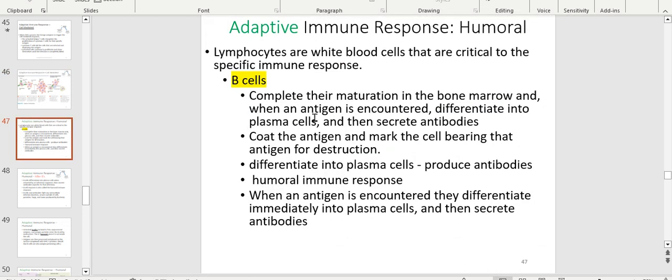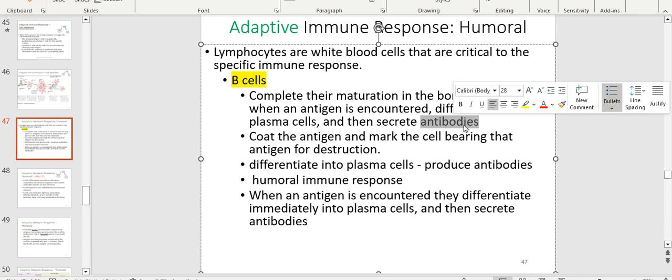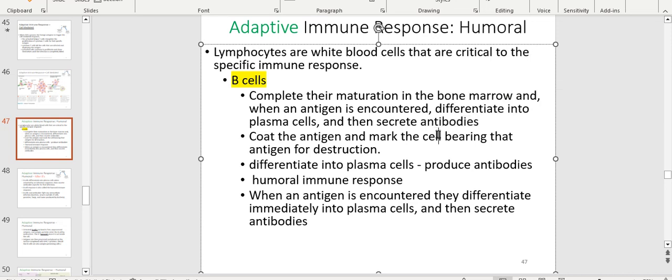The adaptive immune response, when we're talking the humoral lymphocytes, are white blood cells, as you remember, that are critical to the specific immune response. B cells complete their maturation in the bone marrow, as you remember from that slide. When an antigen is encountered, they'll differentiate into plasma cells and then secrete antibodies. That's the difference here. They coat the antigen and mark the cell bearing that antigen for destruction.